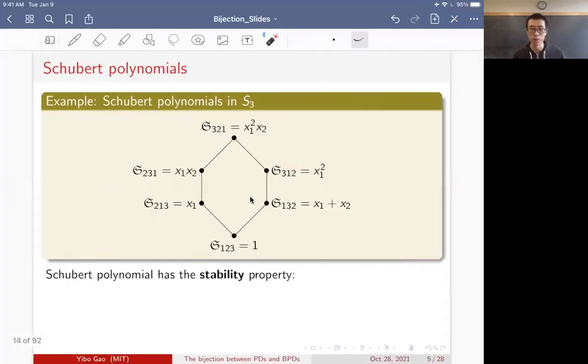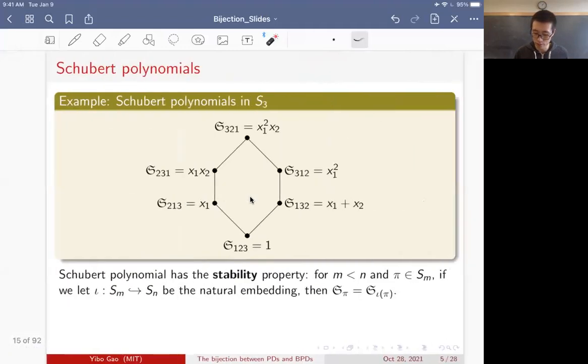The Schubert polynomial has the stability property, which means basically that if you start with the Schubert polynomial at 3 2 1, you can compute the Schubert polynomial at the identity to be 1. But if you start with the Schubert polynomial at 4 3 2 1, or maybe at 2 1, then you also compute the Schubert polynomial at the identity to be 1.